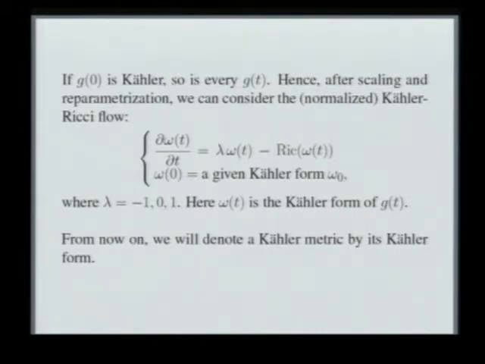So then for convenience, after scaling and the reparametrization of time, you can consider the following Kähler-Ricci flow, though you don't have to do that. I do it here because I want to be more focused on things I want to talk about today. Okay, so I consider this normalized flow, and again I make lambda to be minus one, zero, and one, and omega t is a Kähler form of gt. So I use a Kähler form to denote the Kähler metric. Okay, so I make this convention here.